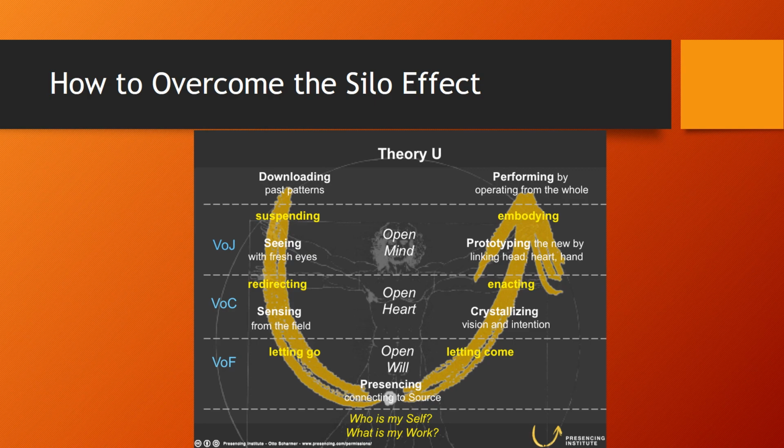You continue down the left side, and then suddenly, in fact, let me go to the next slide, because I think it's a little clearer with the next slide. But I do want to say one particular thing on this slide. You see the VOJ, the VOC, and the VOF that is on the left side of your screen. These are the enemies of the progress that you're wanting to make. These are enemies of Theory U.